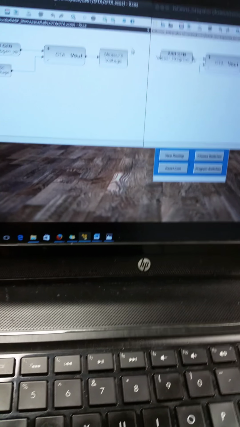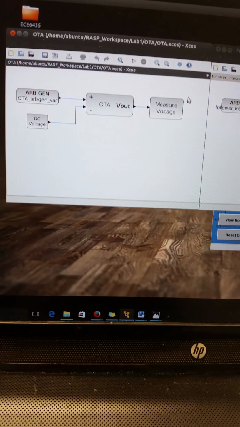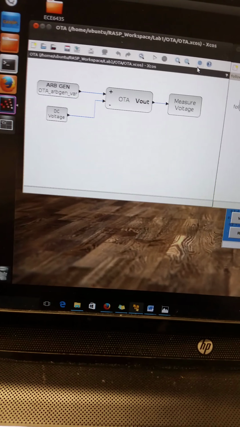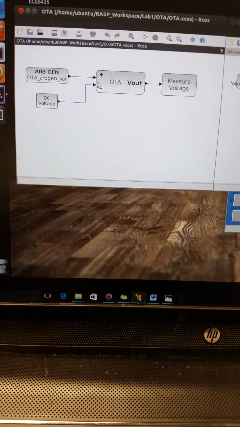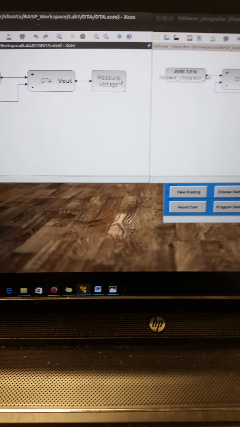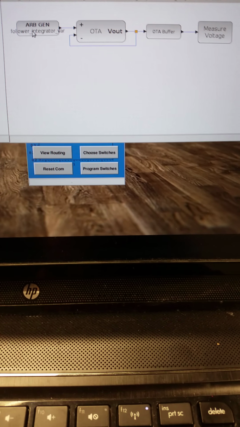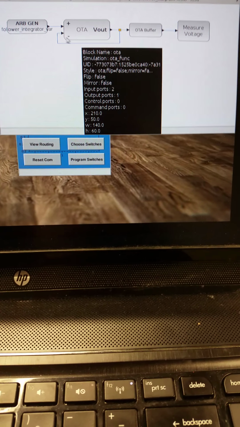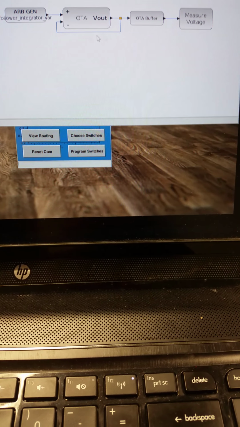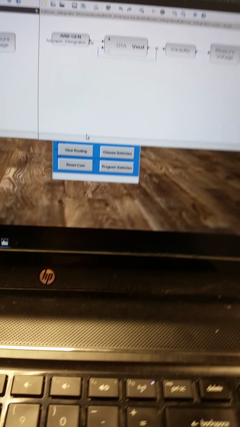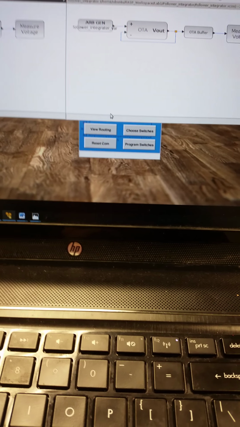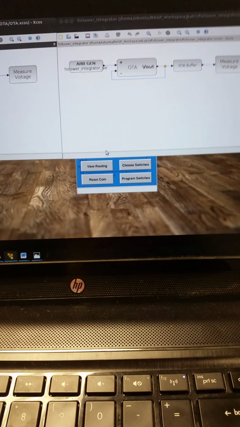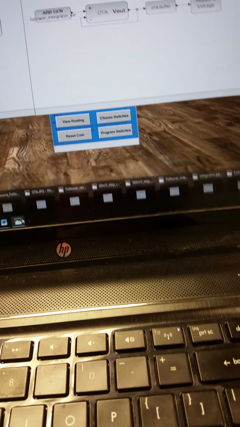And moving on, we have transconductance amplifiers. The first thing I wish to show you is the OTA. You can see that an arbitrary generator and a DC voltage go into an OTA. But for the follower source that we focus on, we have an arbitrary generator, but no DC voltage; instead we have a feedback loop and an OTA buffer, which helps to analyze the chip's dynamic behavior. And then the data we gathered was such as this.